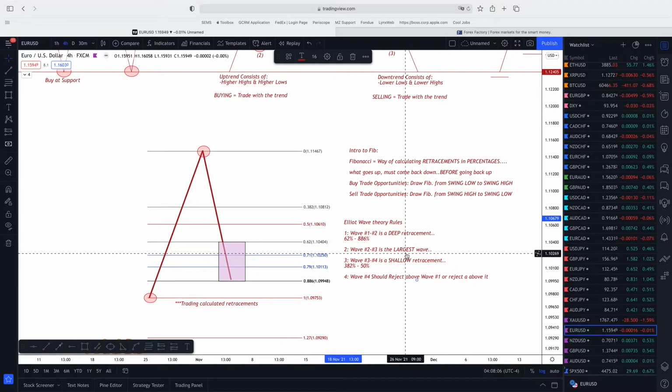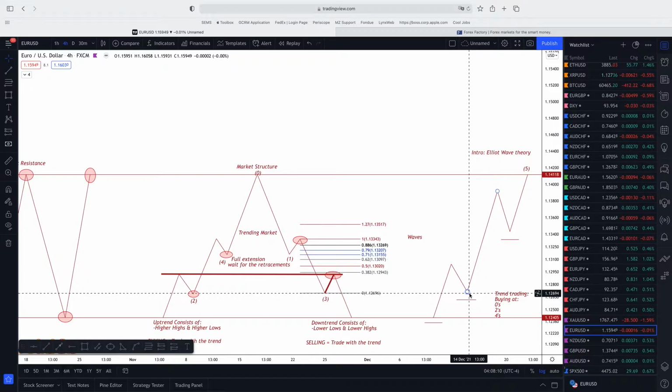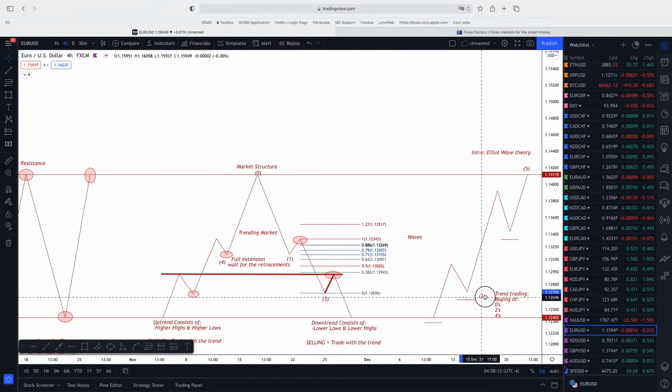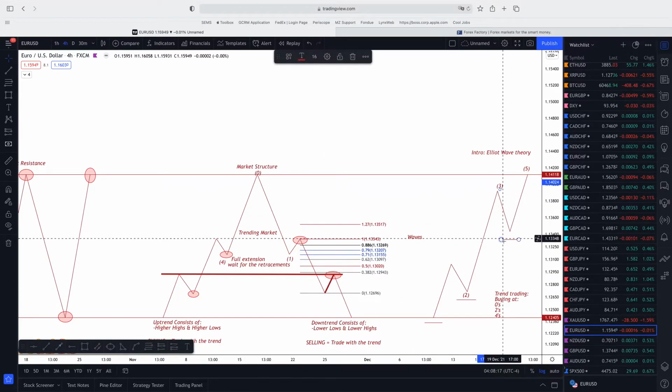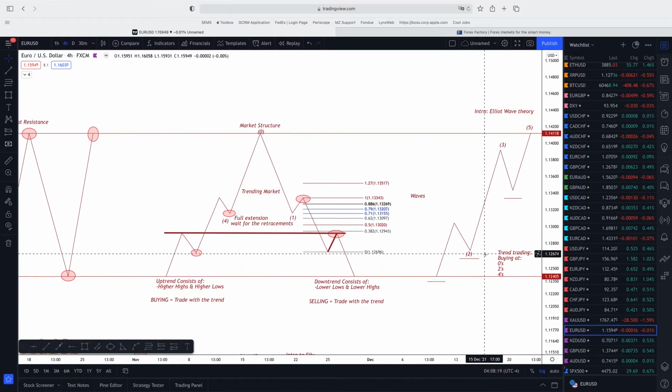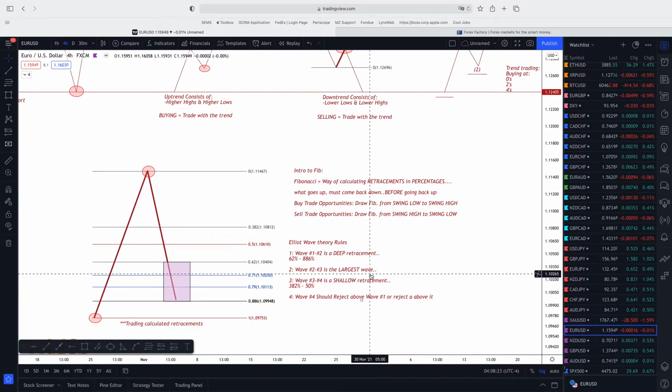Waves 2 to 3 is usually the largest. This is wave 2, and where's 3? This is 3. Waves 2 to 3 is generally the longest wave, the largest wave.